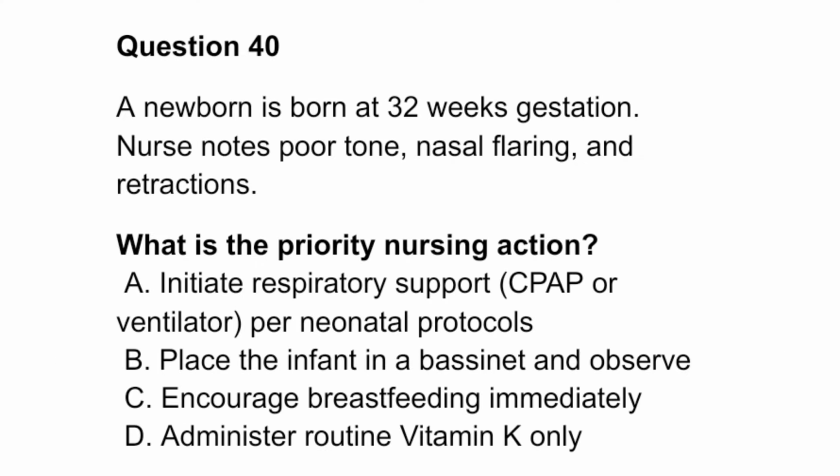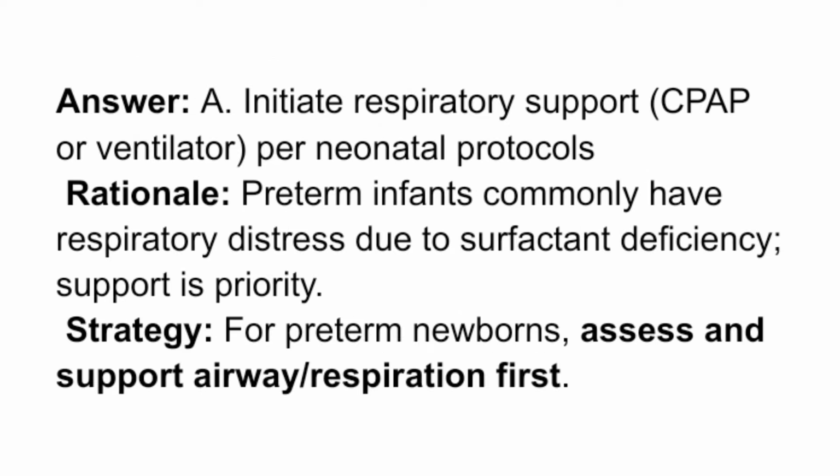Question 40. A newborn is born at 32 weeks gestation. Nurse notes poor tone, nasal flaring, and retractions. What is the priority nursing action? A. Initiate respiratory support, CPAP or ventilator, per neonatal protocols. B. Place the infant in a bassinet and observe. C. Encourage breastfeeding immediately. D. Administer routine vitamin K only. Answer: A. Initiate respiratory support, CPAP or ventilator, per neonatal protocols.